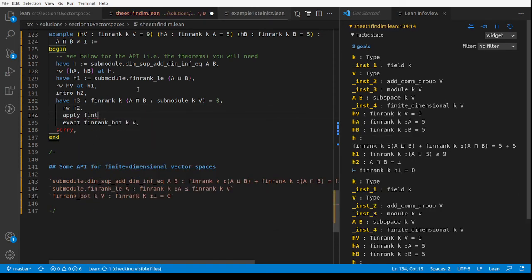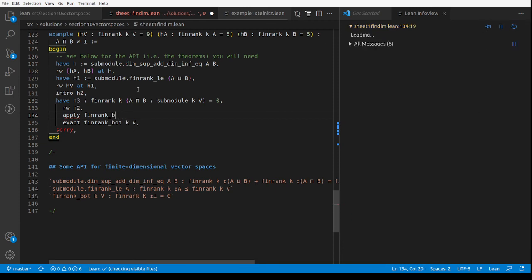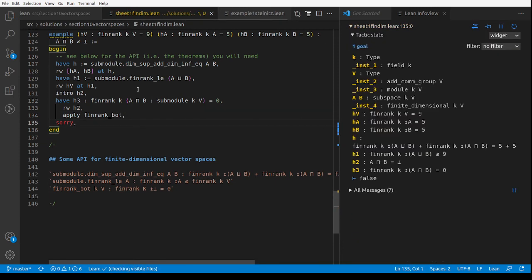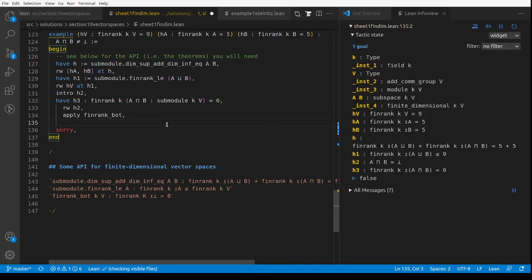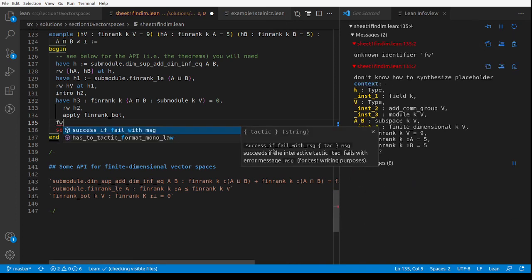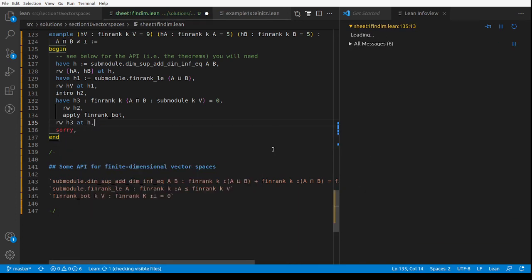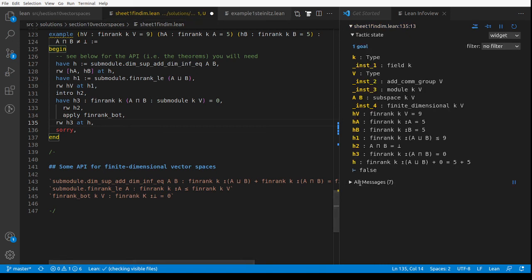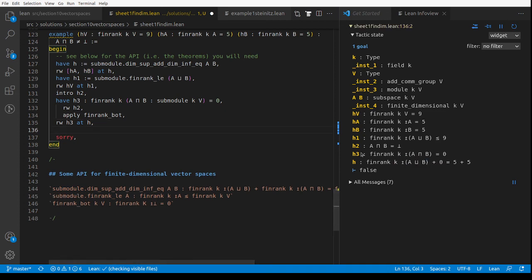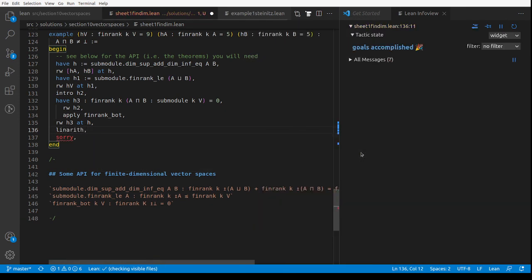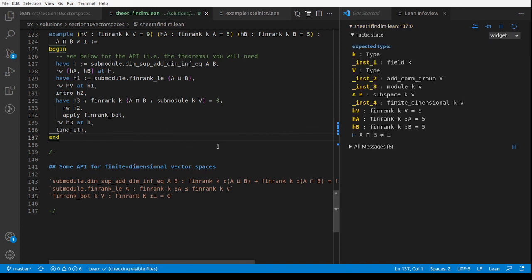Apply fin rank bot. Let's see how many times in this lecture I forget to say the field we're working over, and I guess it is kind of important. So now we know that this fin rank of the intersection is 0, so I can rewrite H3 at H. And so now this says that this is at most 9, and if I add 0 to it, I get 10. I think we might be at the point where linarith can do it. Yes, there we go.